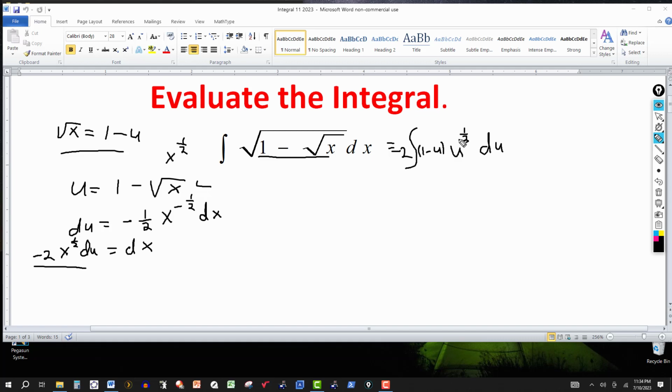So for this one, I have negative 2 integral of 1 minus u times u to the 1/2 du. So this is going to give me negative 2 integral, and this is multiplied through by the u to the 1/2 here. This is a 1/2 here, same thing as the square root of u. So multiplying through, u to the 1/2 times 1 is u to the 1/2. And then it's a minus u to the 1/2 times u. Add the exponents, 1 and 1/2. That's 3/2. This is du.